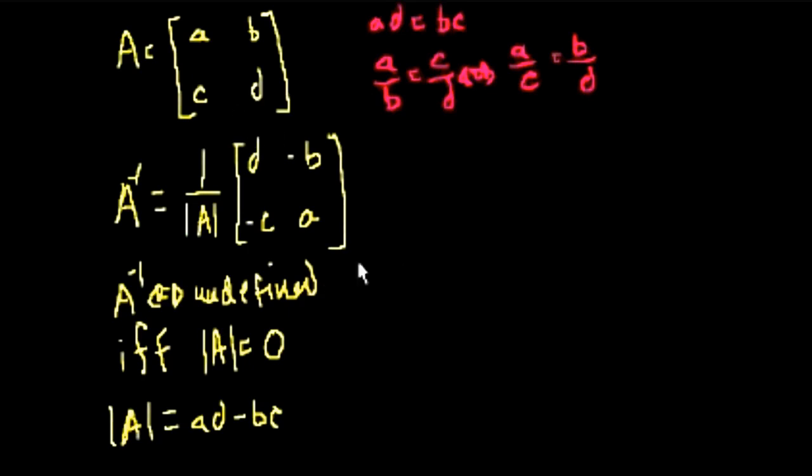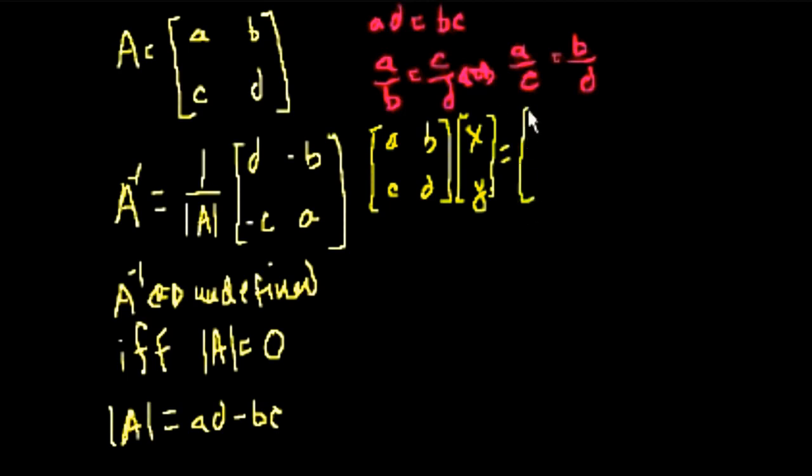So let's say that we wanted to look at the problem. Let's say that we had this matrix representing the linear equation problem. Well, actually, this could be either one. So we have A, B, C, D times X, Y is equal to, I don't know, two other numbers that we haven't used yet, E and F.